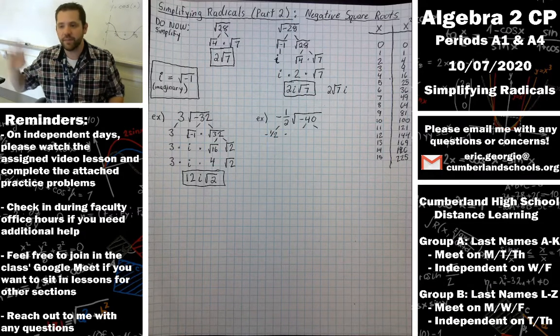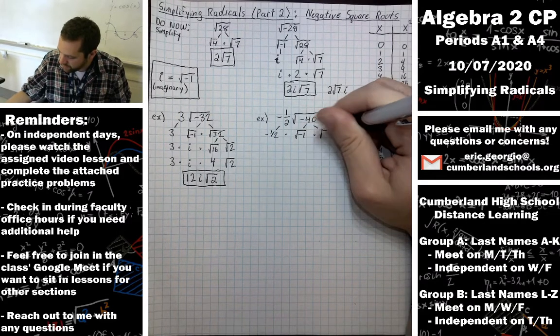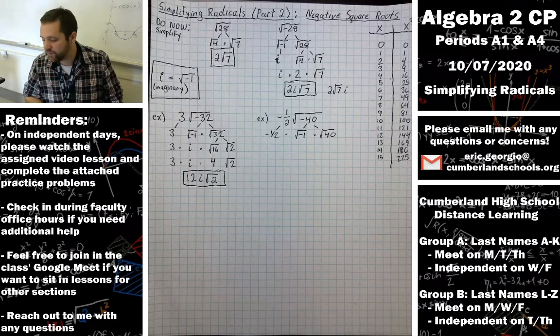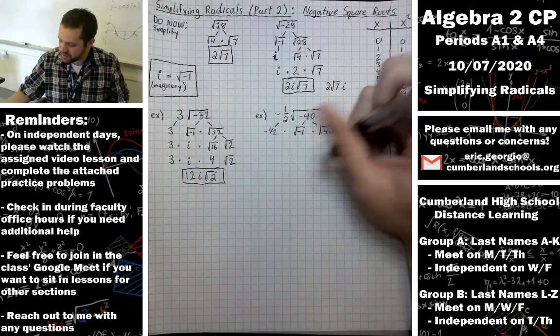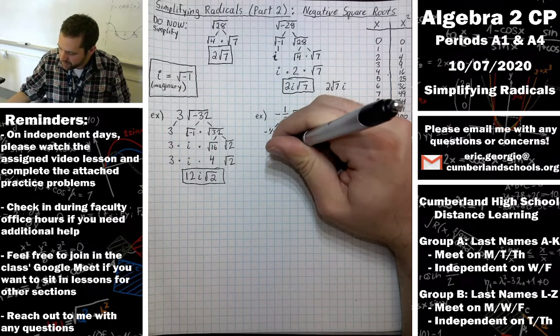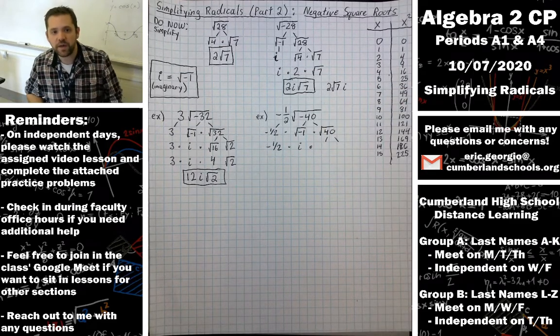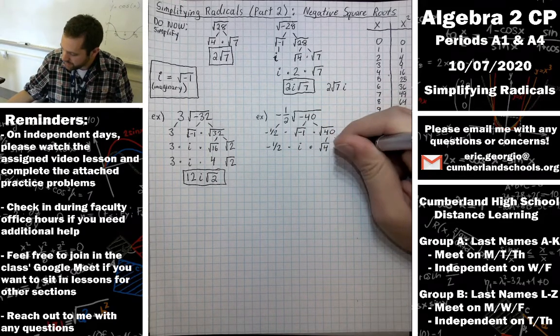What am I going to do? I'm going to pull out that i. I'm going to pop out the i. Square root of negative 1 times the square root of 40, because negative 1 times 40 would make the square root of negative 40. The square root of negative 1 we define to be i. So I'd say that this is negative 1/2 times i times... Now how can we break down the square root of 40? What's the biggest perfect square factor that goes into 40? It's 4 times the square root of 10.